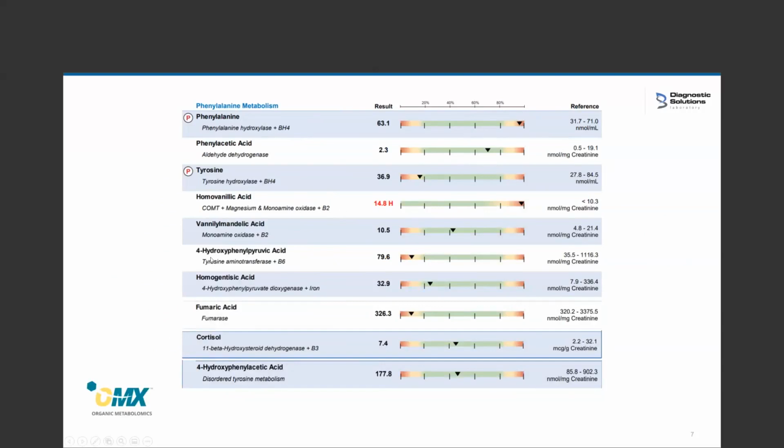I can look at the 4-hydroxyphenylpyruvic and the homogentisic. I can look at fumaric acid, the impact of cortisol, and the 4-hydroxyphenylacetic acid, identifying bacterial fermentation. So if it were really high, it would be staying more in the gut.